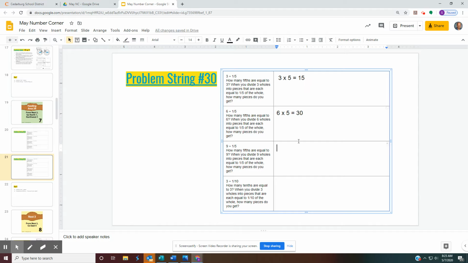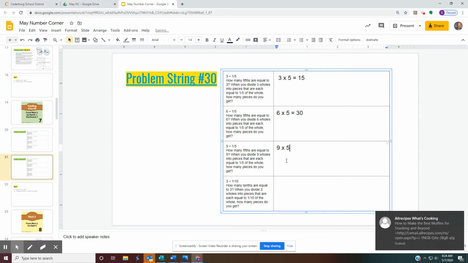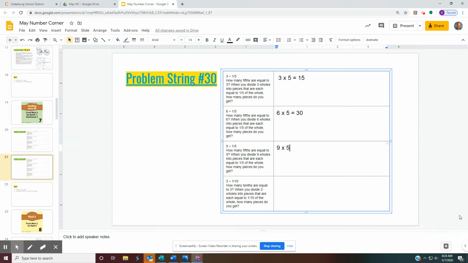All right, for our next problem, we have 9 divided by 1/5. So if I divide 9 pans of brownies into fifths, that gives me 5 pieces each. Right, 9 times 5 is 45, or I see that 9 is 3 times 3. So this answer obviously has to be 3 times 15, which is 45. So that works out.